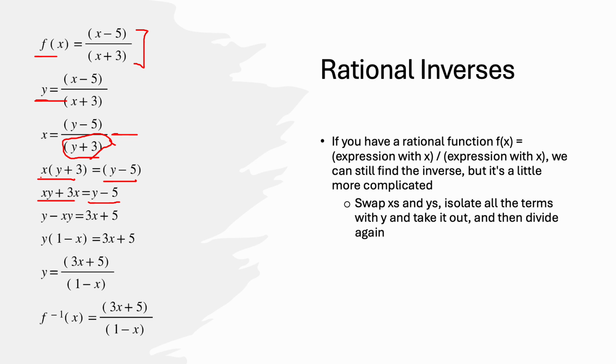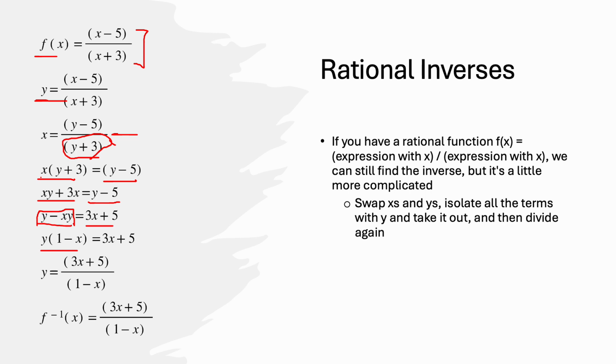And so what we're going to do here is get all the terms with y's on one side. So we're going to subtract xy to get y minus xy, and we're going to add 5 to get 3x plus 5 on the other side. And so we're going to get all the y terms on one side, y minus xy, and then we're going to factor out a y from here.